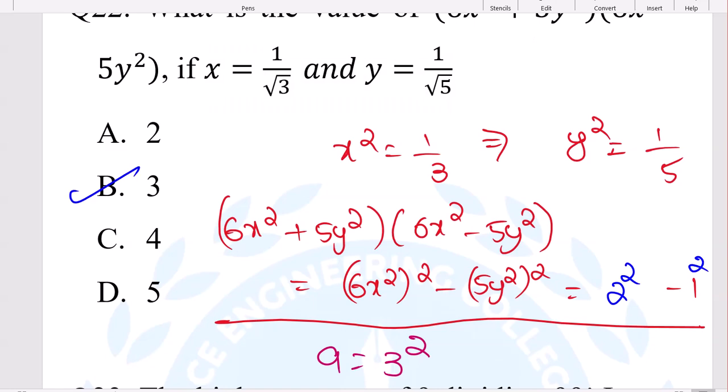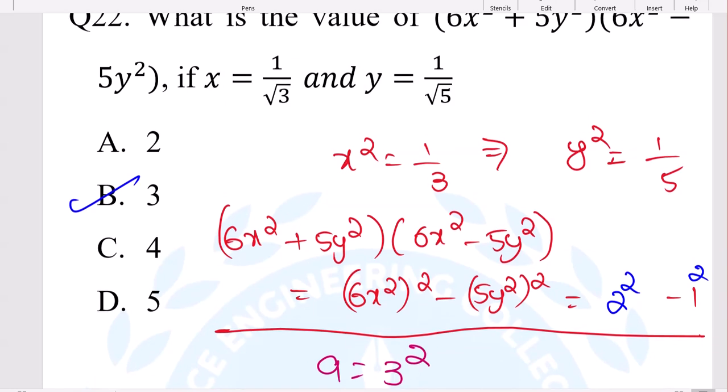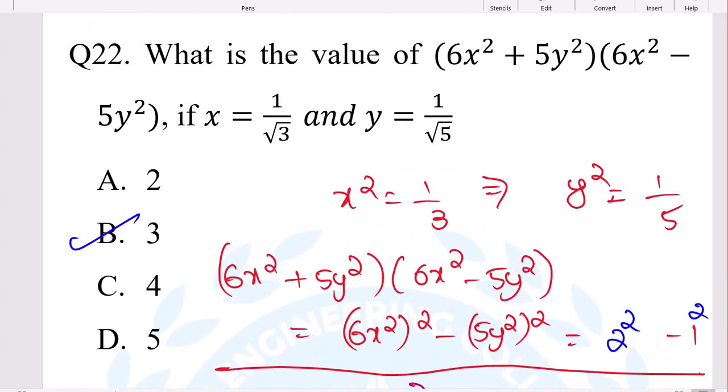This is a simplification related question: (6x square plus 5y square) into (6x square minus 5y square), where x is 1 divided by root 3. Many people, when they see root 3, root 5, ignore such questions. But it's a simplification, so this is very easy, sir. Anybody can do it. But this question is number 22. We may leave hope in the first 5 questions itself. That's what goes wrong in the exam.